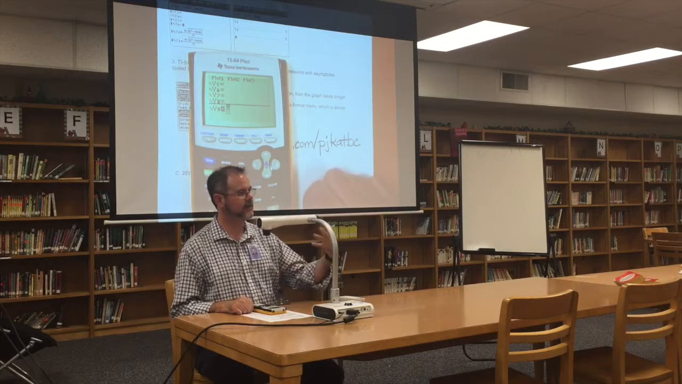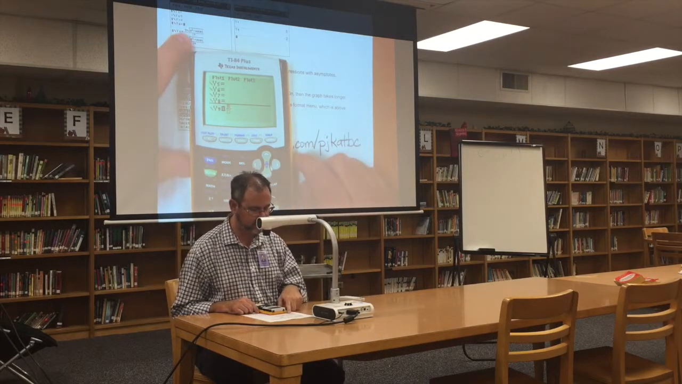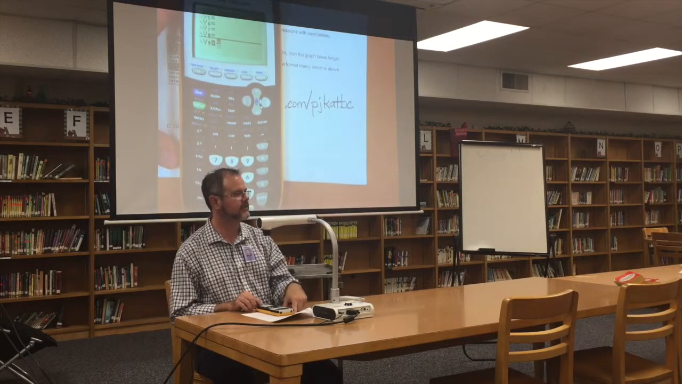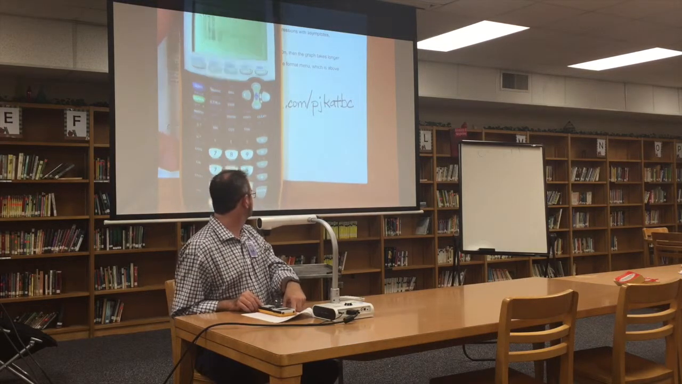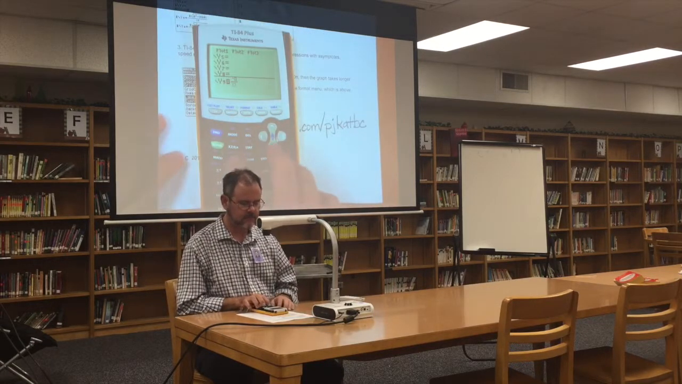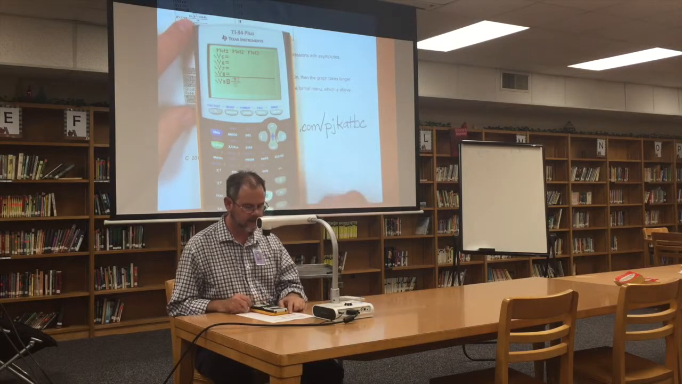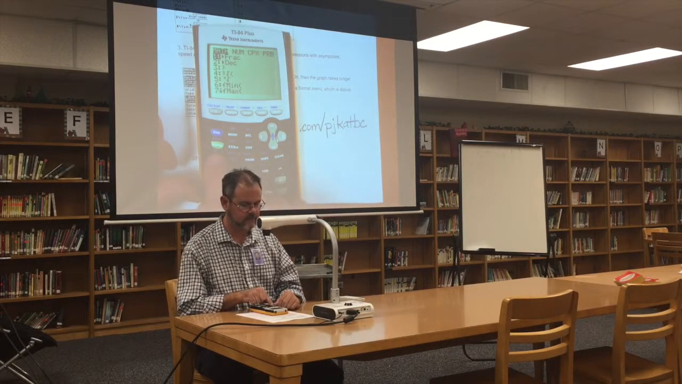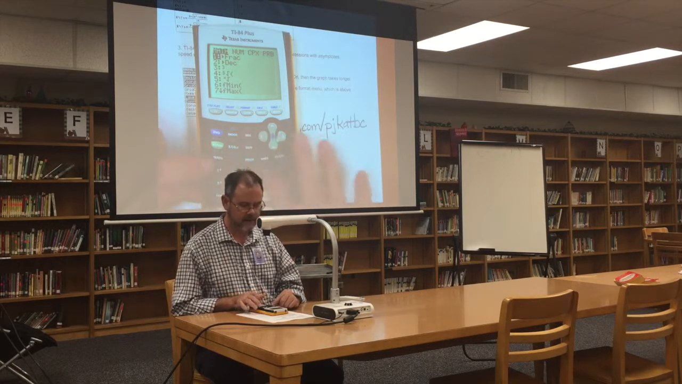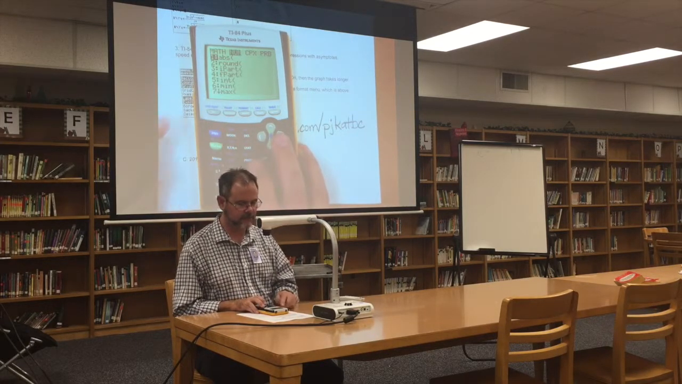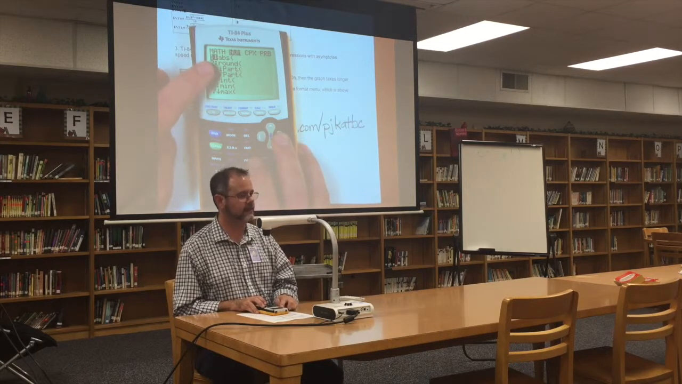Now I can put everything in my numerator, but what I have here, they have negative b. So you got to use the negative sign that's in white down here at the bottom, and then put in alpha B. And then the square root symbol is under math, and then you're going to scroll over to where it says number, using your arrow keys, and it's number 1, absolute value.